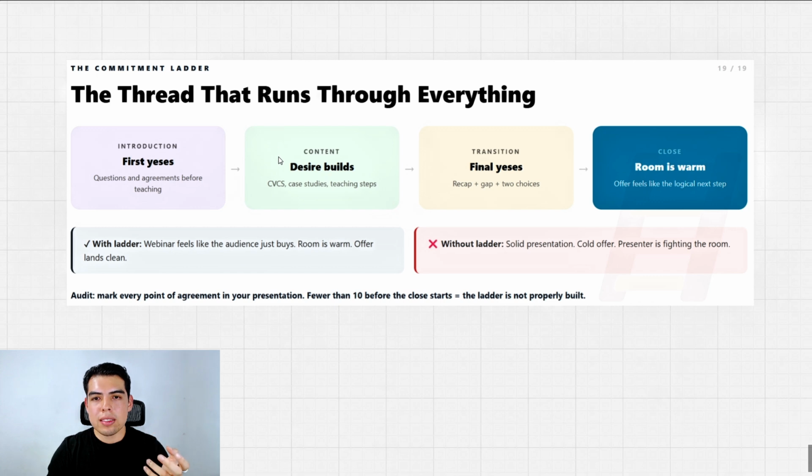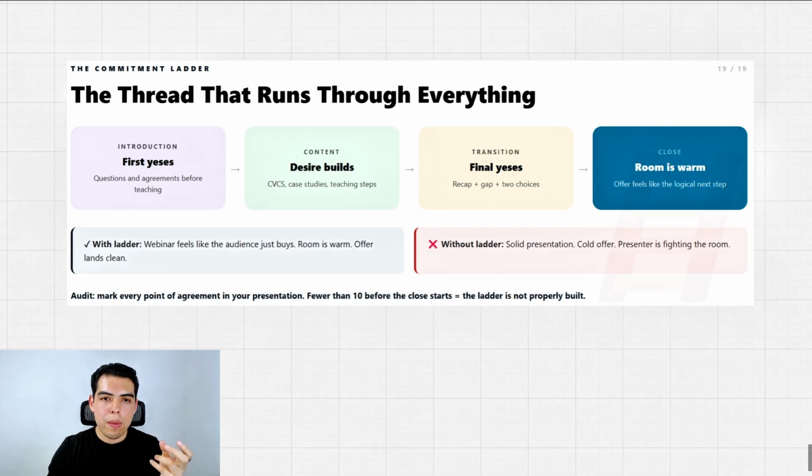The commitment ladder is a sequence of yeses that build across 4 sections. It starts in the introduction. It runs through the content section, every case study, every teaching point, and the transition with the recap. And by the time you reach the close, the audience has already said yes dozens of times.